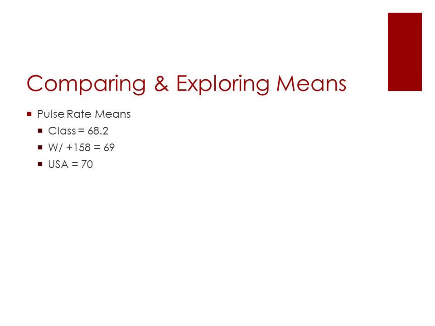Now, let's take a few more minutes and do a little bit of comparing and exploring between means. This is really what you do when you get data. You're going to look at it, make comparisons, and ask questions. You might do some further calculations to help you get a better understanding of what you're really looking at. So here we have three pulse rate means. We have one from the class as is, which is 68.2. We have the one with the added person with second stage hypertension, which is 69. Interestingly, the USA pulse rate average for your class age is 70.